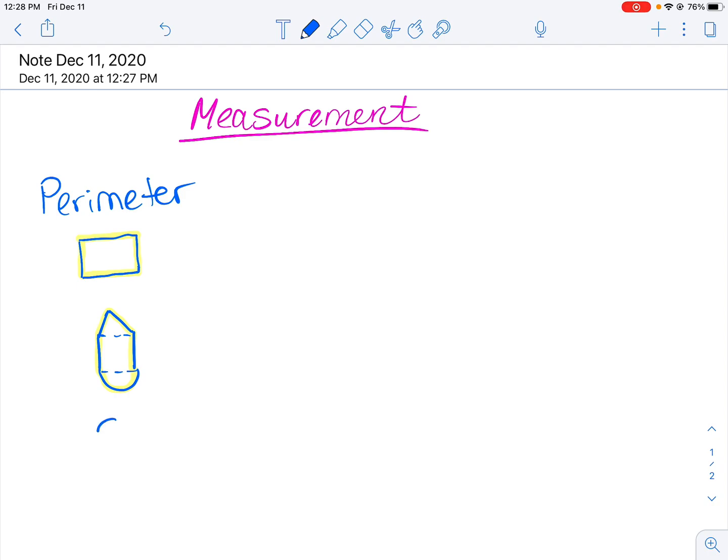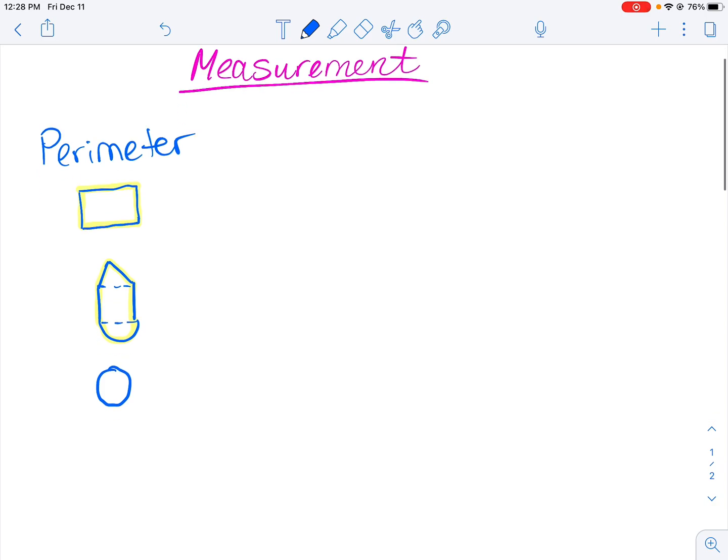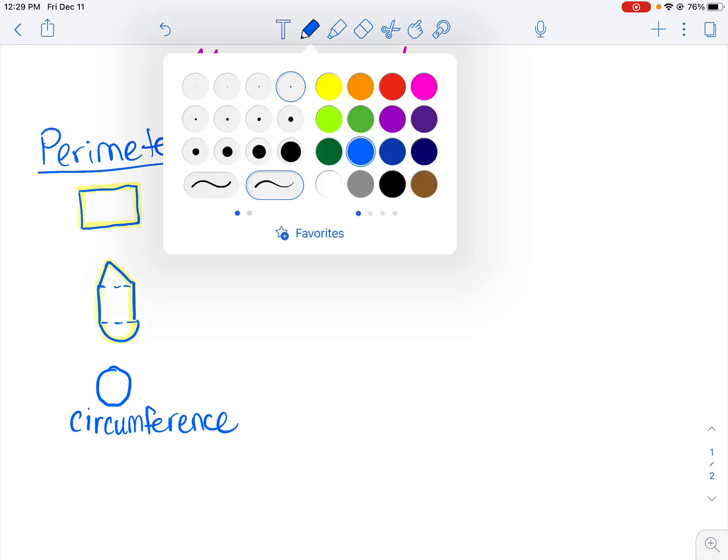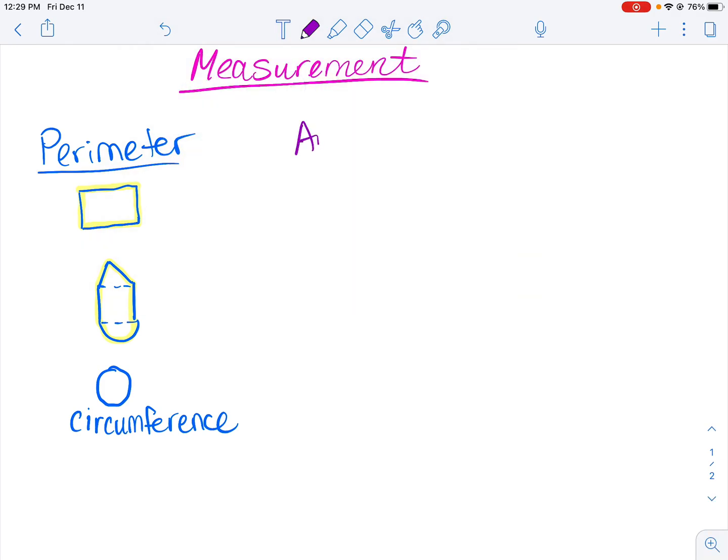And in a special case, if you have a circle, we don't call the perimeter of a circle the perimeter. We actually refer to a circle's perimeter as the circumference. And so that's perimeter. The other thing that we're going to do in this unit is area.